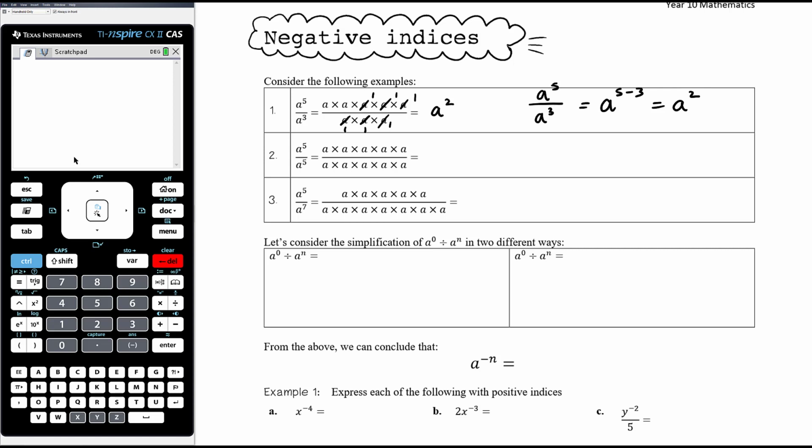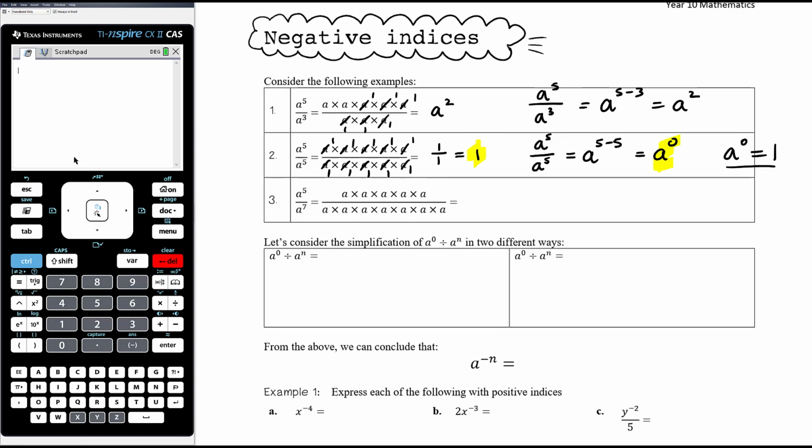If we have a look at example 2, we've got a to the power of 5 divided by a to the power of 5, which is a times a times a times a times a on the numerator and a times a times a times a times a on the denominator. So we can divide numerator and denominator by a once, twice, 3 times, 4 times, 5 times, and we're just left with 1 over 1, which is 1. Again, we can use our index laws, which tell us that a to the power of 5 divided by a to the power of 5 is a to the power of 5 minus 5, which is a to the power of 0. And we looked at this in the previous video, and that's where we get the result that a to the power of 0 must equal 1.